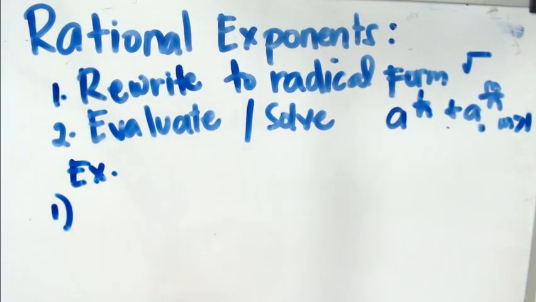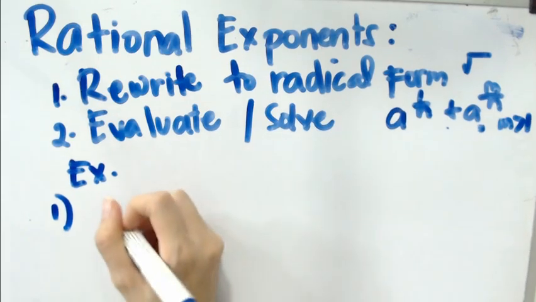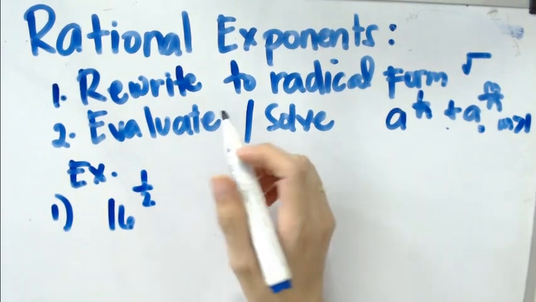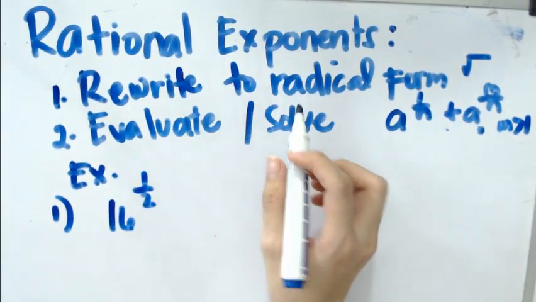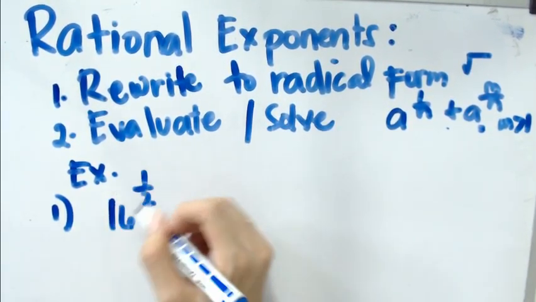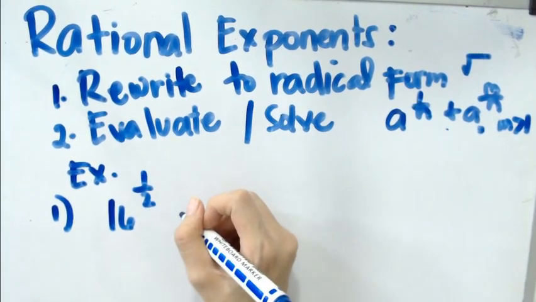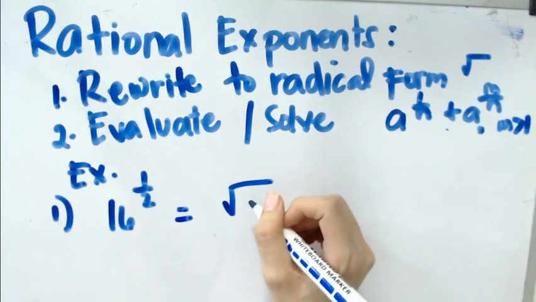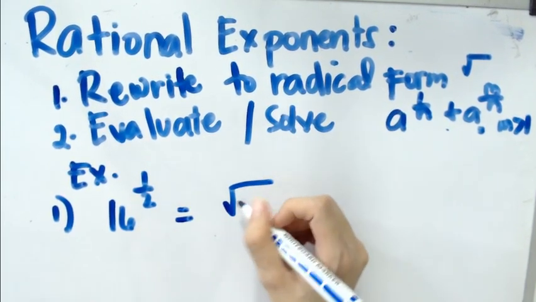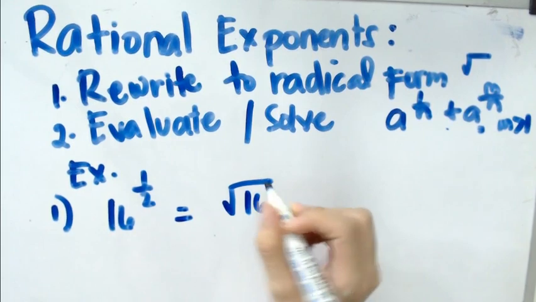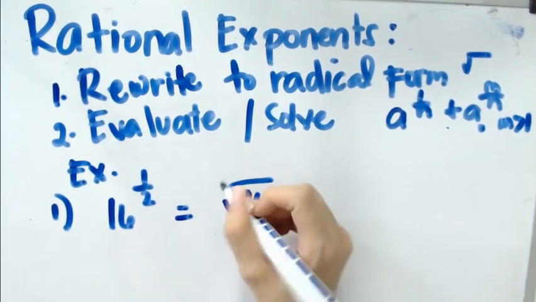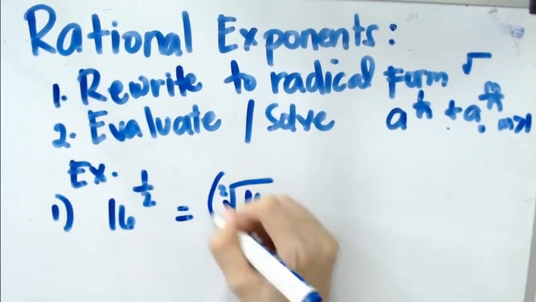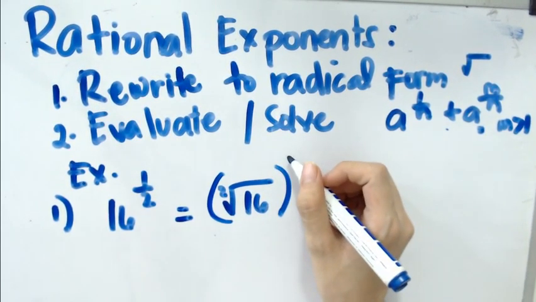So if we have 16 raised to 1/2, again, the first step is to rewrite it into radical form. Whenever we are dealing with this kind of example or problem, we first write the radical sign. The number or the base will be the number inside. The denominator will be the number outside of the radical sign. And the numerator will be the other power.